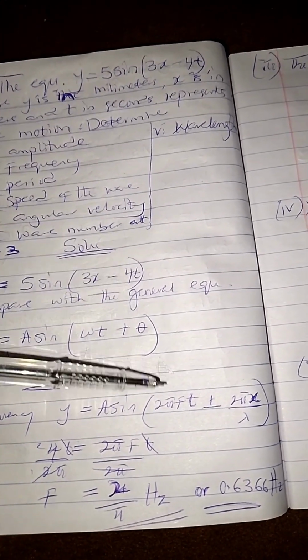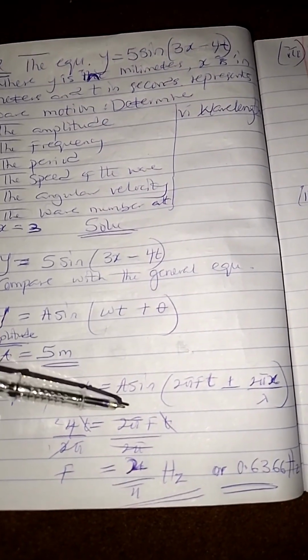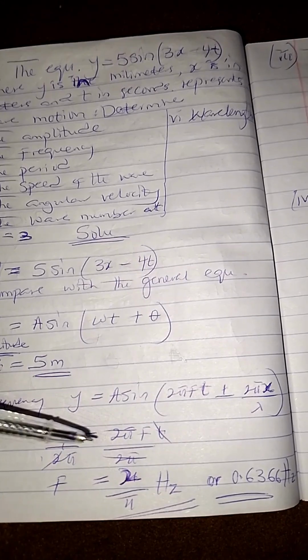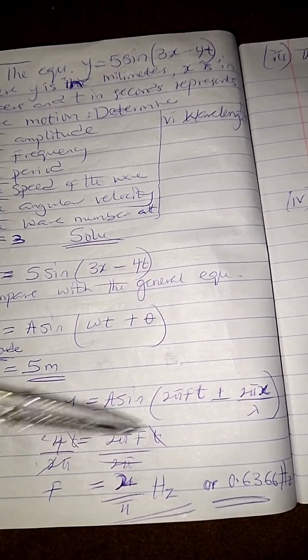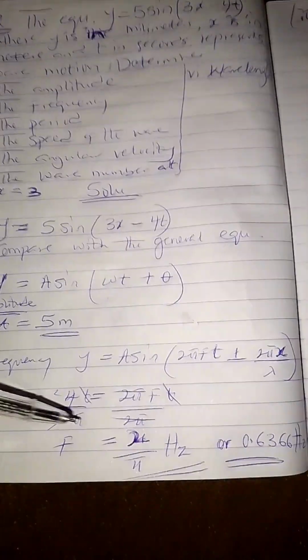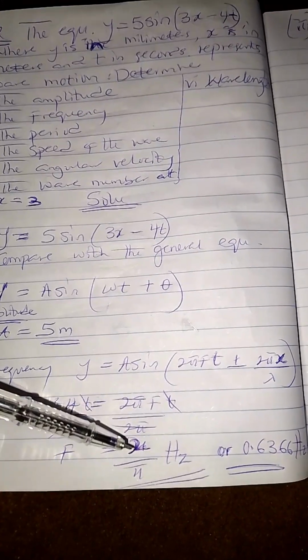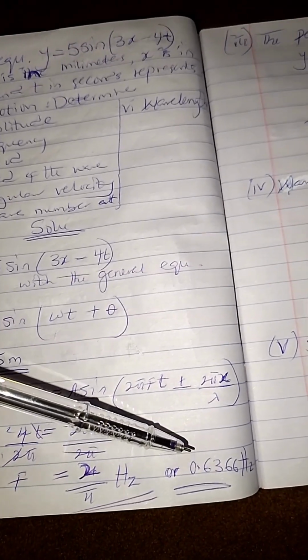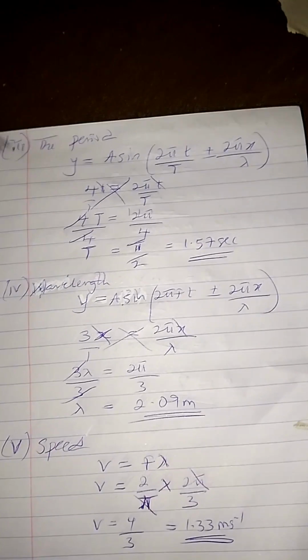Then you have 40 equals 2 pi f t. The t cancels out t, and you make f the subject of the formula by doing some cross multiplication, dividing both sides. You get that f is equal to 2 over pi hertz, which is equal to 0.6366 hertz. Use your calculator to get that. You see the final answer.